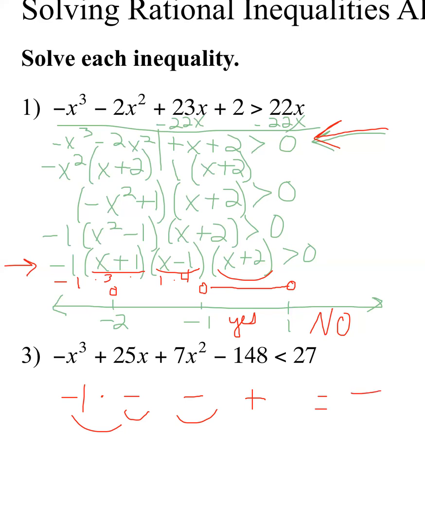So are negative values greater than 0? No, they are not. So this is a no. Then I'm going to try the same thing with a -3. I'd have -1 times -3 plus 1, which would be a negative; -3 minus 1 would be a negative; and -3 plus 2 would be another negative. So that's going to spit out a positive. So yes, the numbers less than -2 worked.